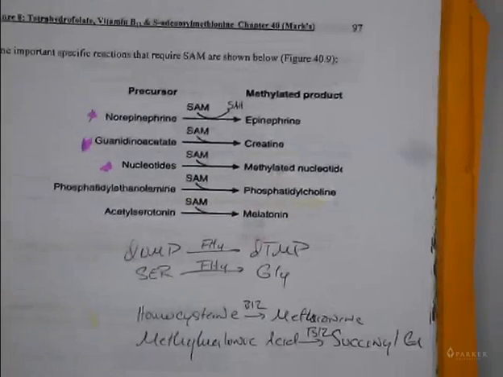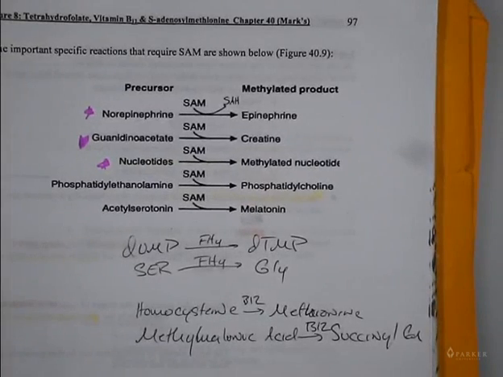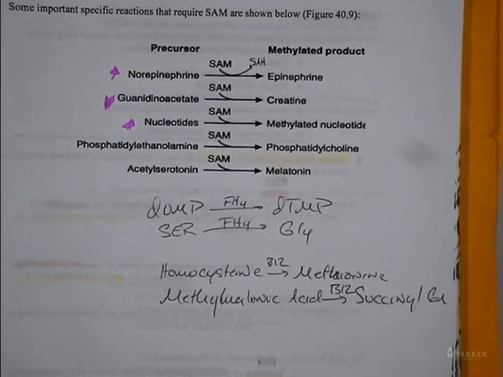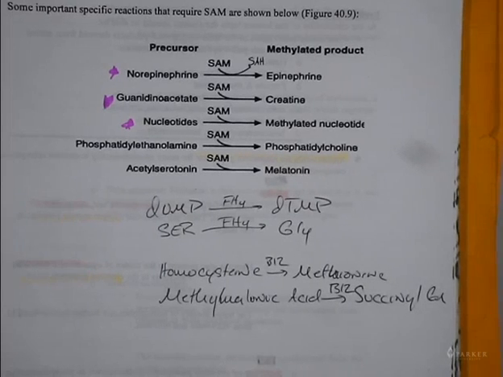Now, the final things for this chapter, and you need to know this: I've added everything to the chart, which makes it complete. I don't know why this is in this chapter because you're going to talk about it next chapter, but you do need to know it in case he asks it on the test. The important reactions that SAM is a part of, and the ones I want you to know, are the top three: norepinephrine to epinephrine, guanidinoacetate to creatine, and nucleotides to methylated nucleotides. We're going to talk about all three of those next chapter. SAM is very important for epinephrine synthesis, creatine synthesis, and methylation of nucleotides. Please know that for your test.